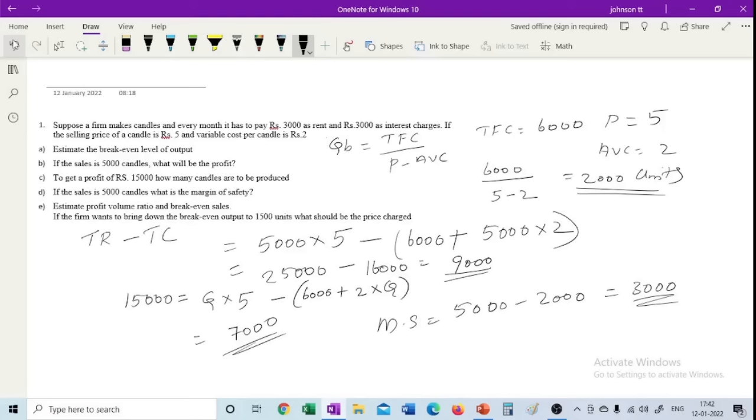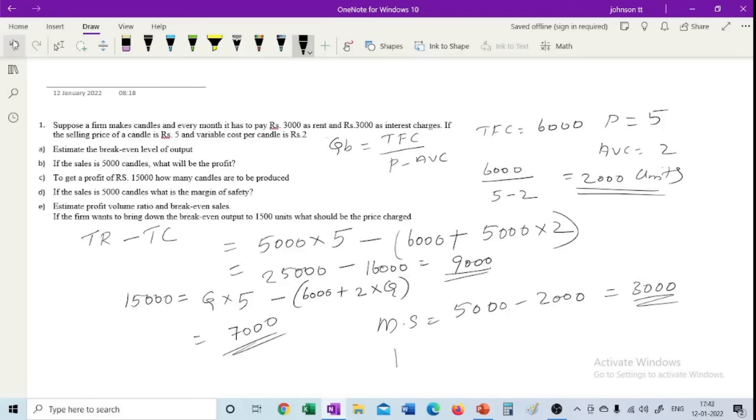Then, next part, estimate profit to volume ratio and break-even sales. Profit to volume ratio or PV ratio. PV ratio is S minus V by S, or instead of S minus V by S, total revenue minus total variable cost divided by total revenue, we can take P minus AVC divided by P.